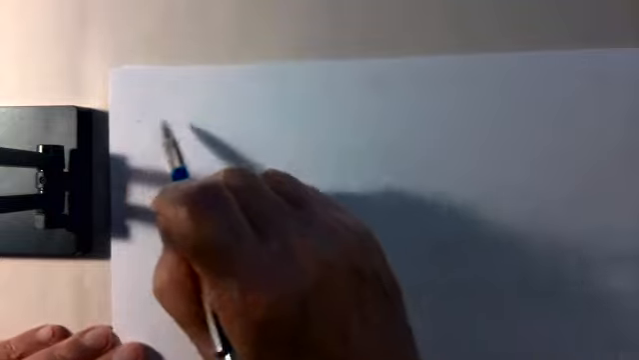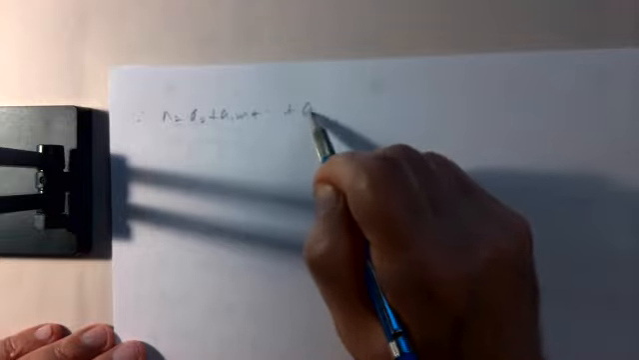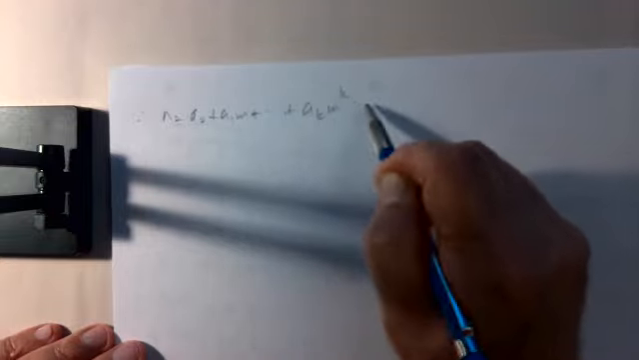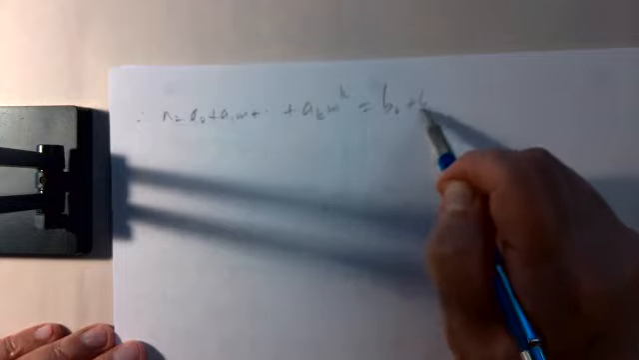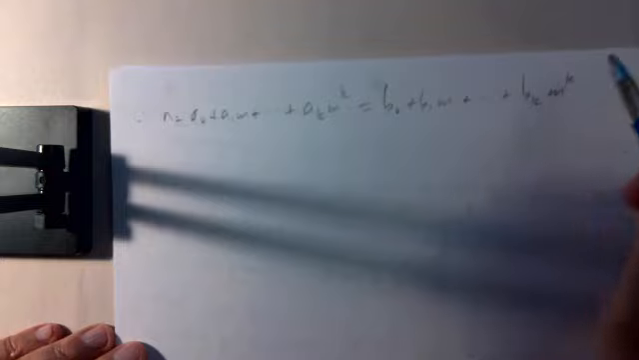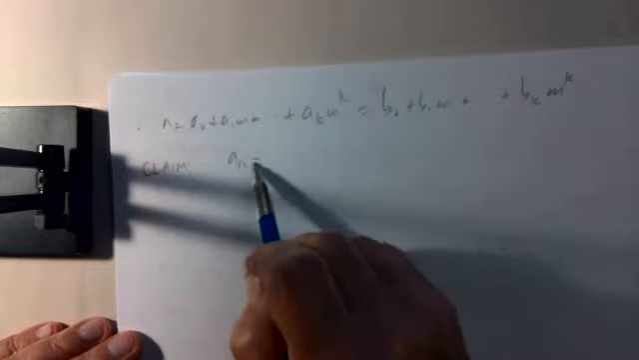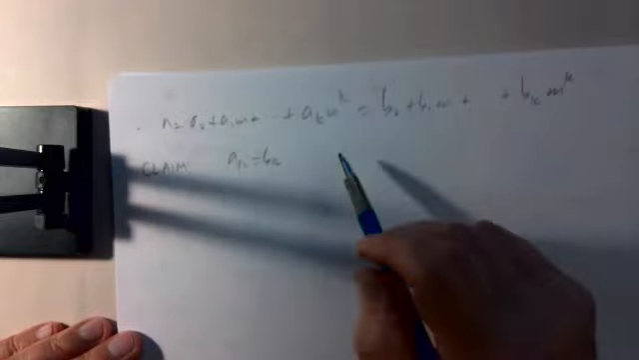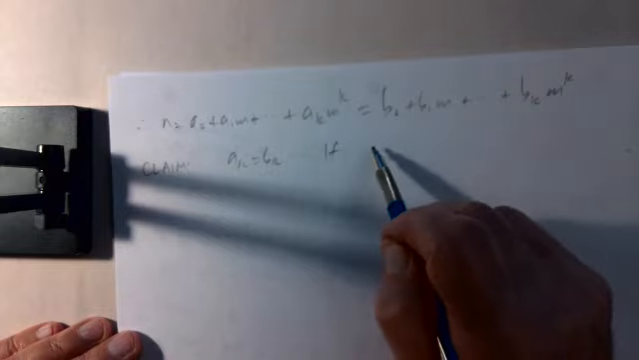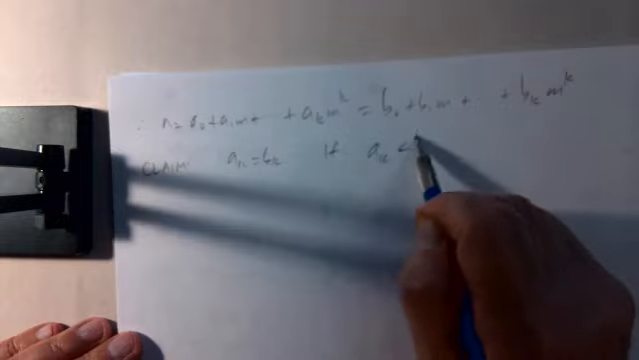So we have N is A0 plus A1 M up to A sub K M to the K, which is B0 plus B1 M up to B sub K M to the K. I also claim that A_K equals B_K. If not, let's say that A_K is less than B_K.